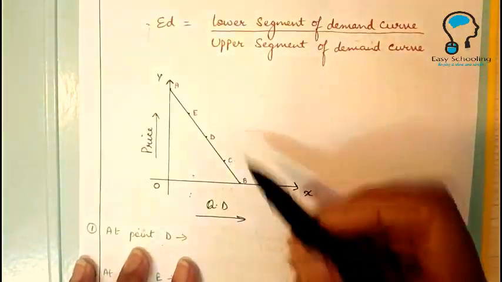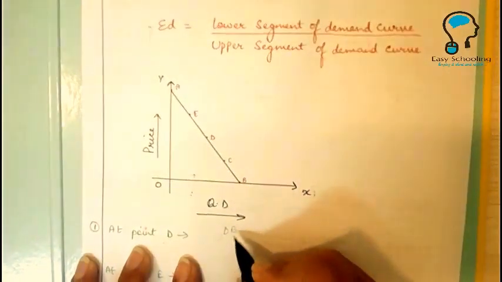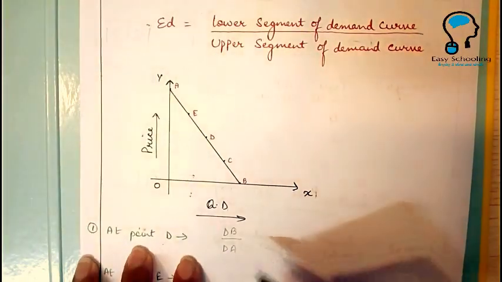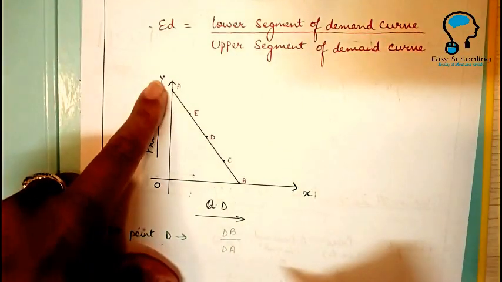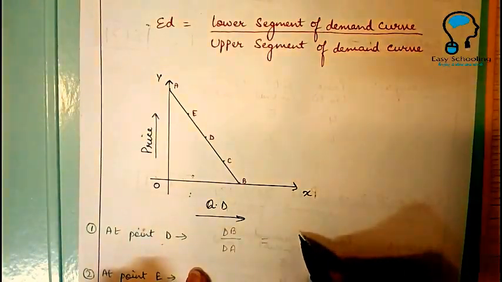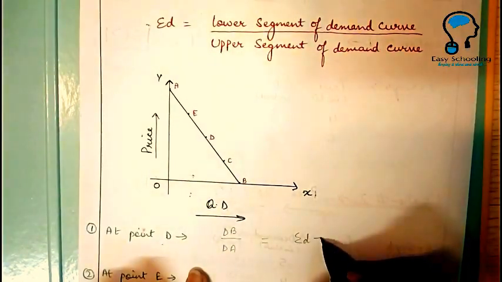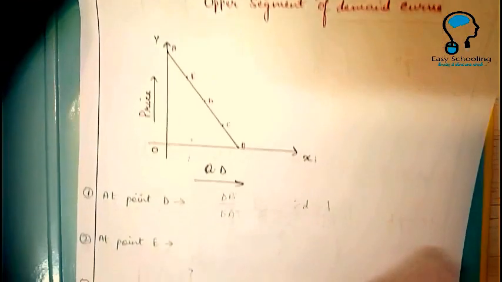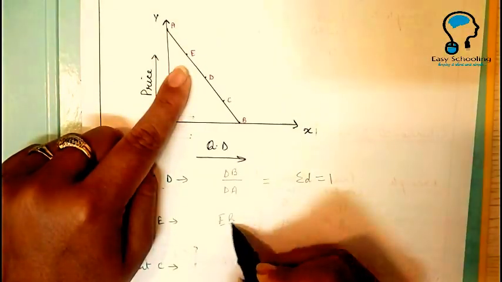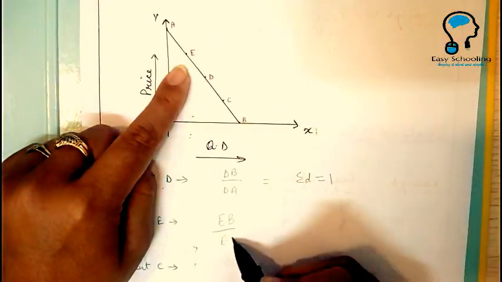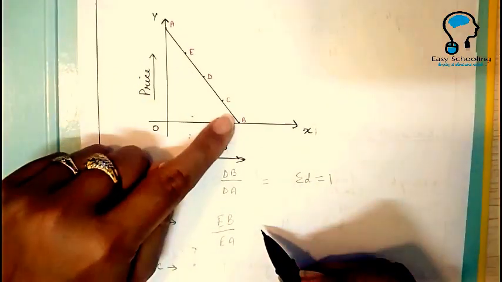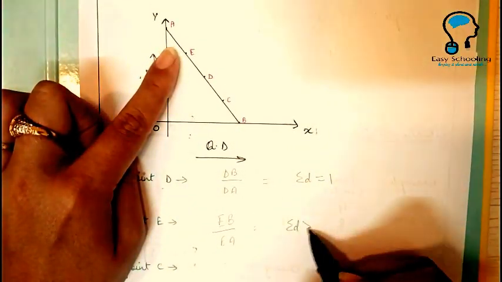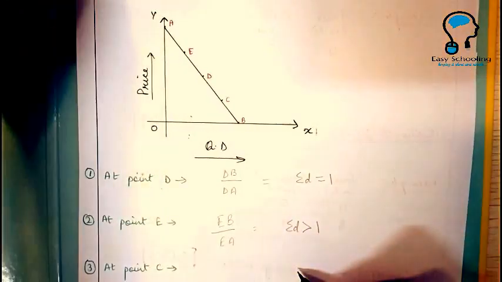So, the lower segment is DB upon DA. Now, DB and DA are both equal. That means in this case elasticity of demand is equal to 1. Now at point E, lower segment is EB upon EA. Since the lower segment is greater than the upper segment, in this case elasticity of demand will be more than 1.